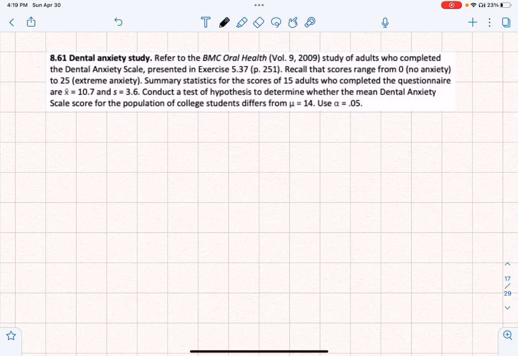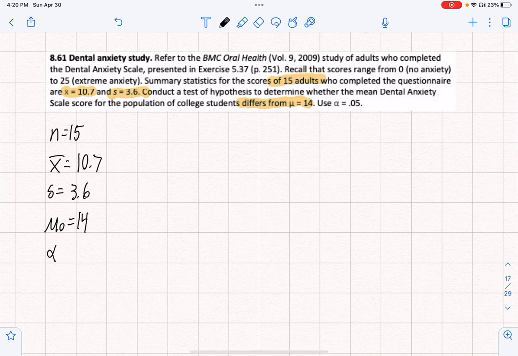I am going to go through this step by step. We took a sample of 15 adults, so n = 15. X bar and s were provided to us. X bar was 10.7, s is 3.6. Mu naught: we want to know whether the actual mean differs from a score of 14, so this will be 14. And alpha was provided to us as 0.05.